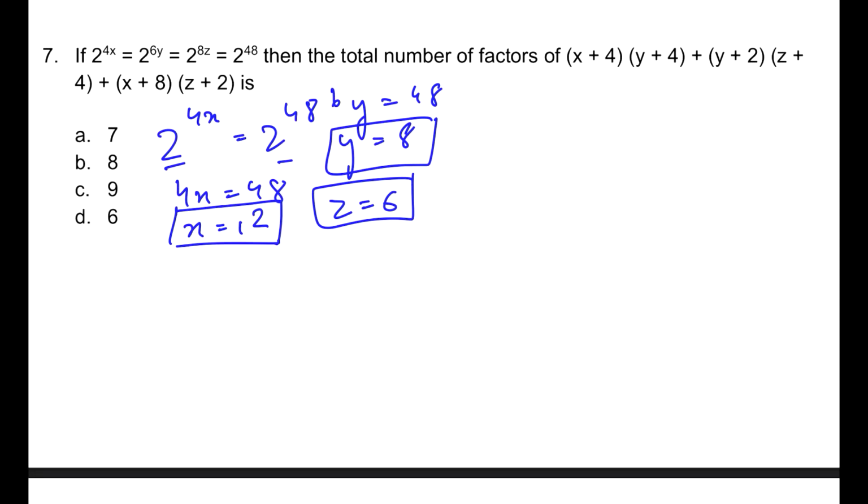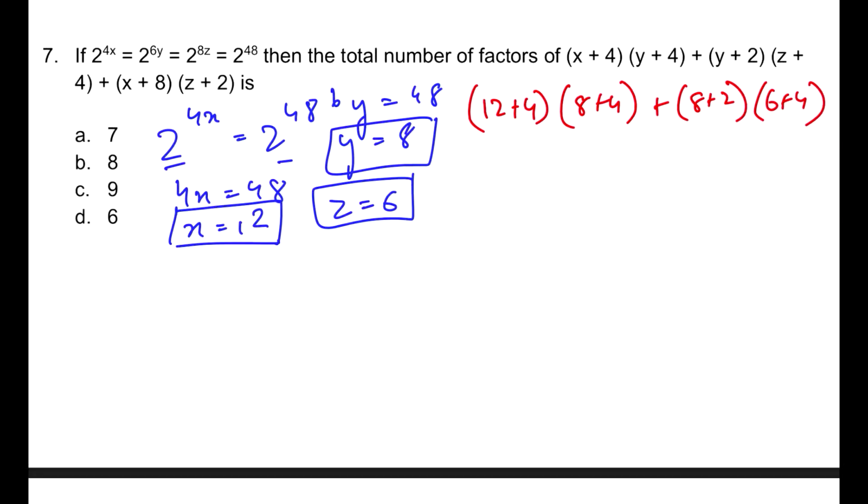Now I already have my x, y, z, so I just need to put it in the formula. So let us put it in the formula. X is equals to 12, so 12 plus 4, bracket y plus 4. Y is 8, so 8 plus 4, plus y plus 2, which is 8 plus 2, plus z plus 4, which is 6 plus 4. And then I again have x plus 8, which is 12 plus 8, and multiplied with z plus 2, which is 6 plus 2. So if you solve this, you will get a number whose total number of factors you have to find.